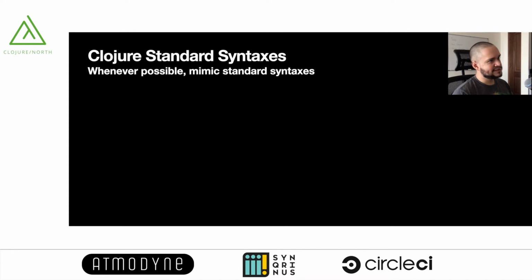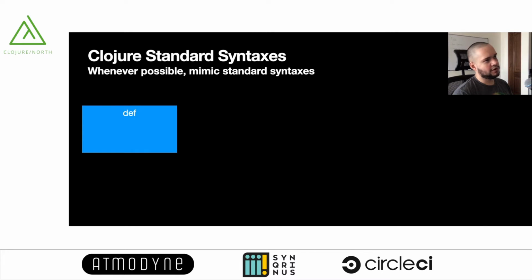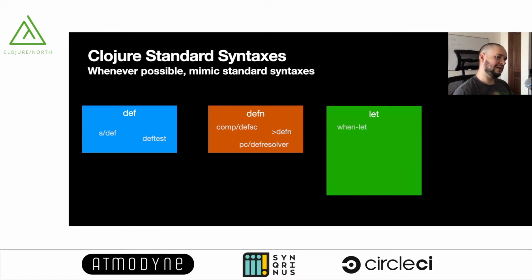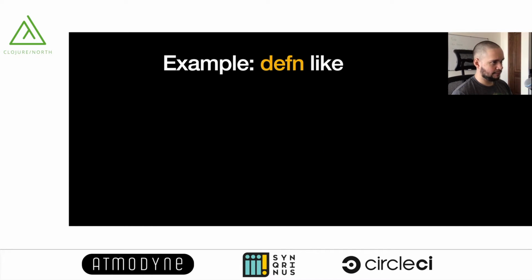And Clojure has some standard syntax, so wherever possible, try to mimic it. So for example, spec def or def tests, they are pretty much like defs. Like defn, you're going to have the Fulcro component definition or Pathom defresolver or guardrails defn. And let has a bunch of things that look like let. Okay? And what I mean by just reuse the syntax when it's close to it, I'll give you an example.